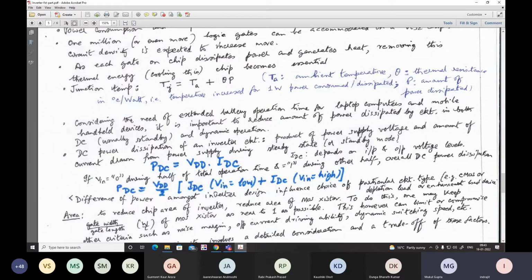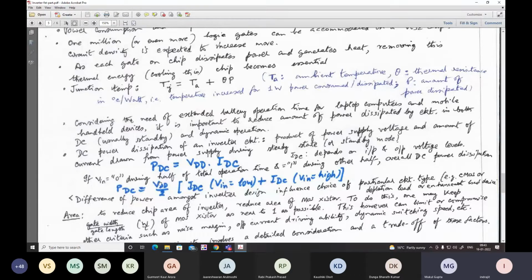Normally IDC happens to be 0. So what you get is simply VDD into the case when you are applying, say, a voltage of VOH at the input of the enhancement mode driver. What is the current we calculate? That equals our IDC at Vin equal to high voltage, multiplied by VDD, the power supply voltage, divided by 2.